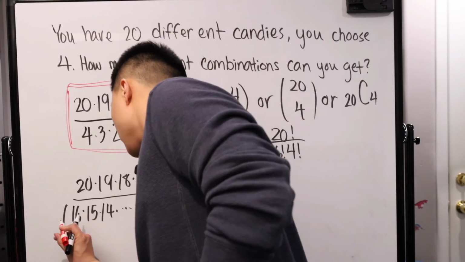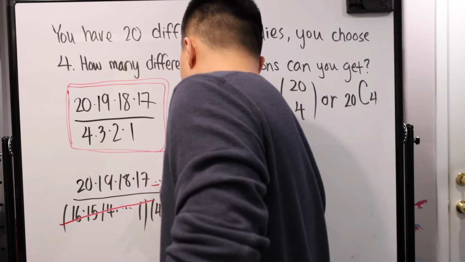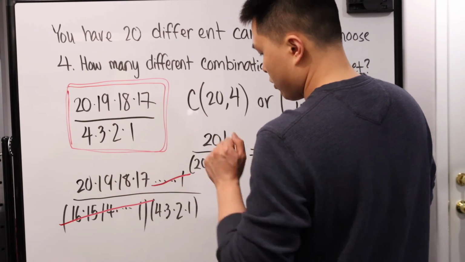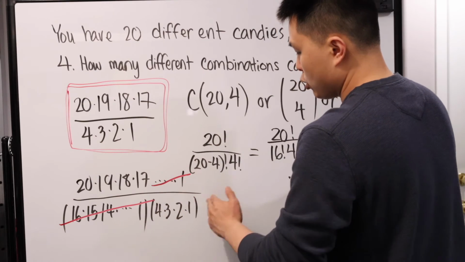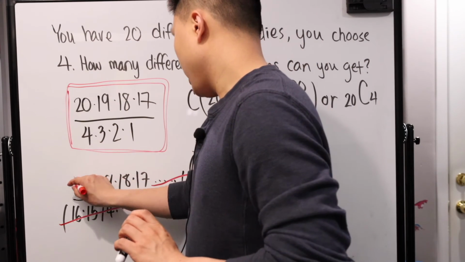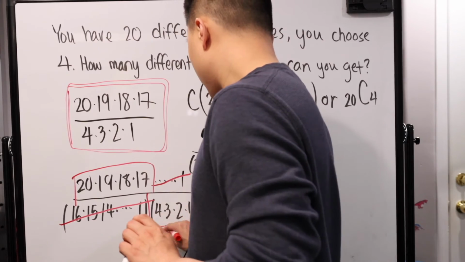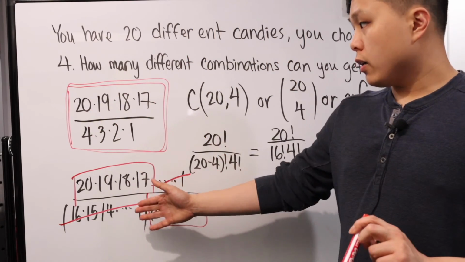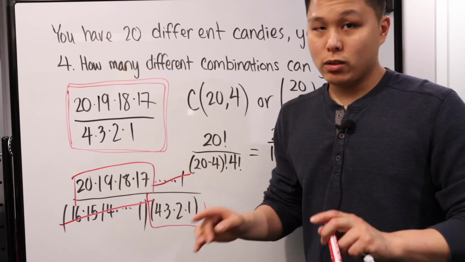So basically, I can just cancel out this whole thing right here and this whole thing right here. So what I have left over is 20 times 19 times 18 times 17 over 4 times 3 times 2 times 1. Ta-da, right? So it's still technically the same thing. So we have this guy right here and this guy right here, which is the same as that one on top and that one on bottom. So formula, reasoning, both ways work. Pick your poison.